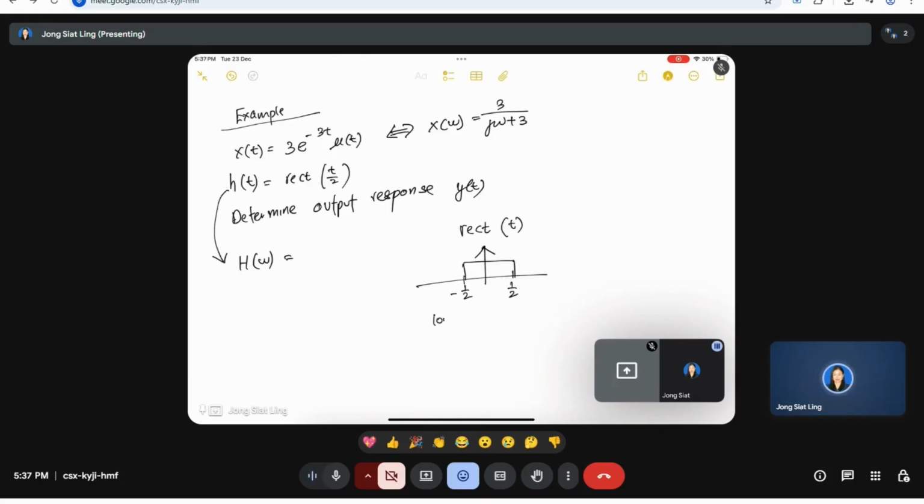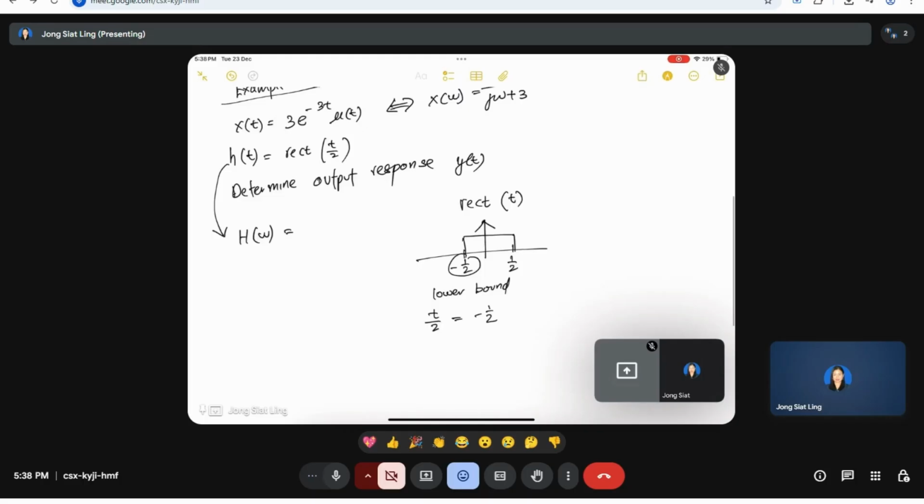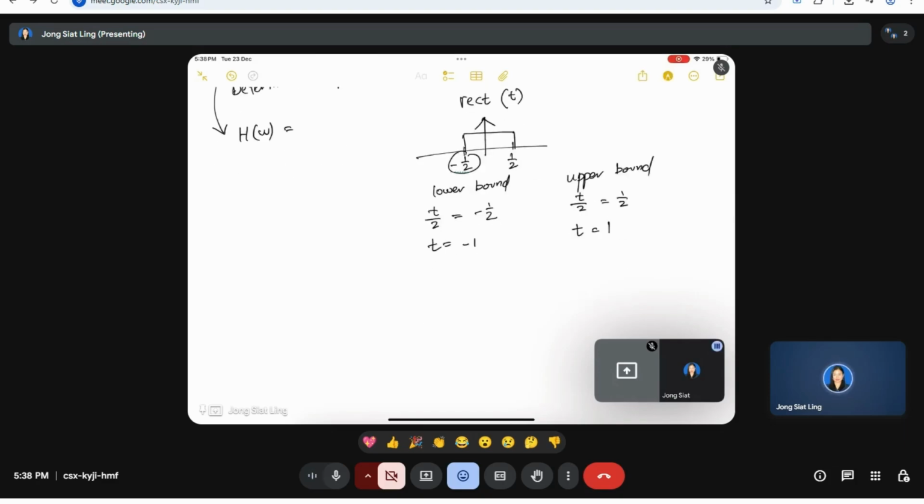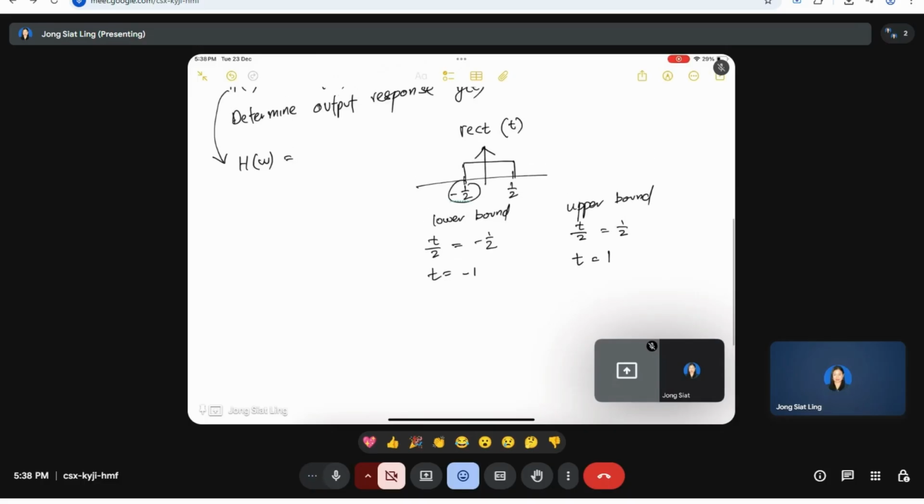Let's say for the lower bound, t over 2 equals negative half. You can bring the 2 to the right-hand side, and you get t equal to negative 1. Then for the upper bound, t over 2 equals positive half, so t equals 1. So this is the so-called rect(t/2), from negative 1 to 1.